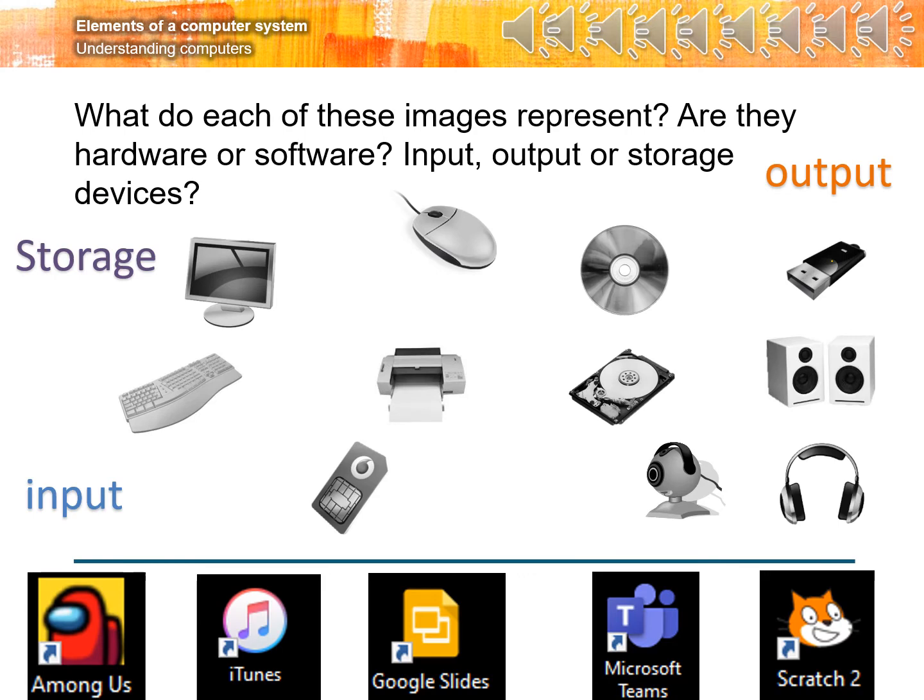Look at these input, output and storage devices and see which ones you think they are. Some are quite easy to spot. There's a keyboard. A keyboard, you are typing information in to the computer, so that would be an input device. Printer. The printer, this would definitely be an output device because the information is coming from the computer out to the user.